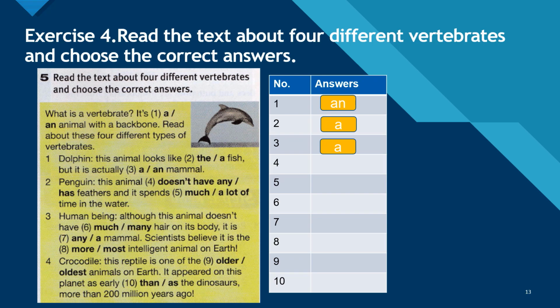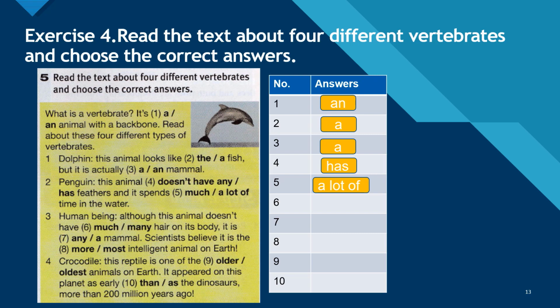Number 2, penguin. This animal doesn't have any feathers, and it spends much or a lot of time in the water. Because this animal is singular, the answer is has, wait, doesn't have. This is an affirmative sentence, so we use a lot of time in the water.